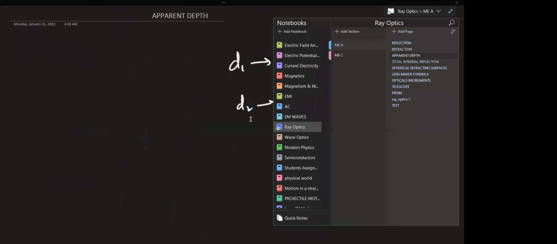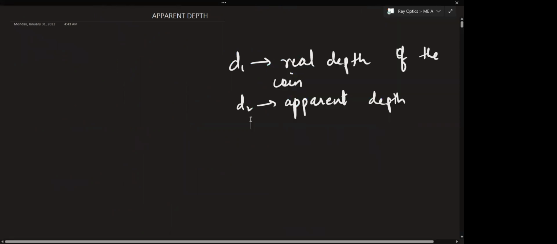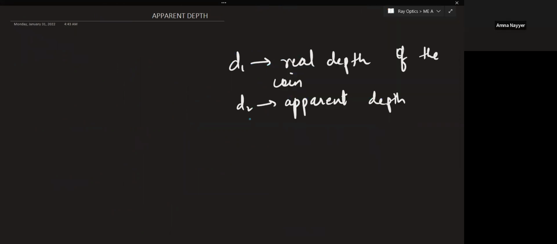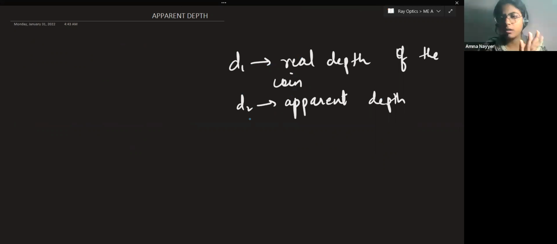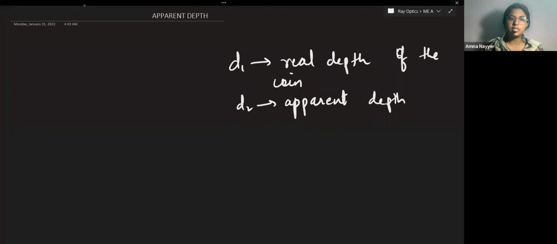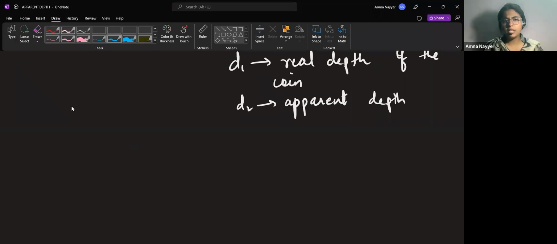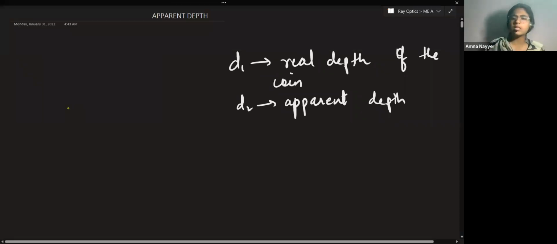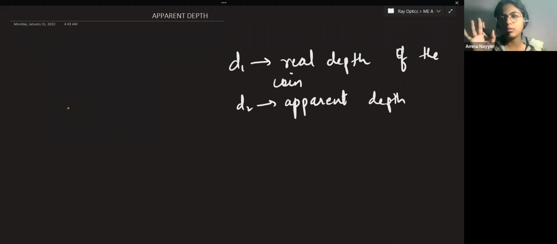Because this is a new topic, apparent depth. Though this is a part of your refraction only, not a different topic from refraction. It's just a new topic, not simple refraction or application of Snell's law. This is simple, not very difficult. Simple, direct questions come from apparent depth. Application-based questions can also come.